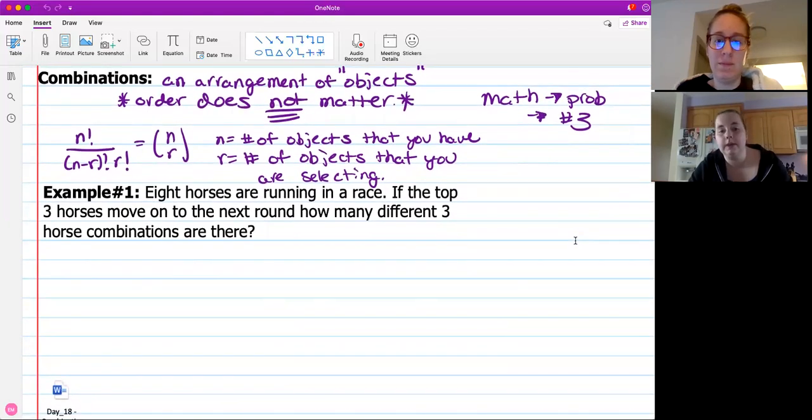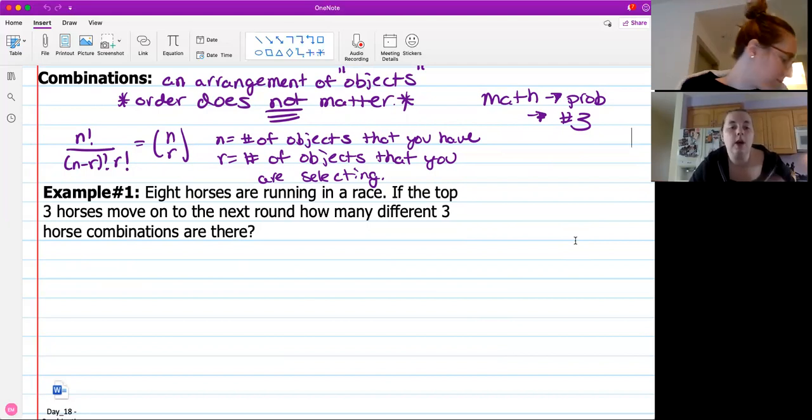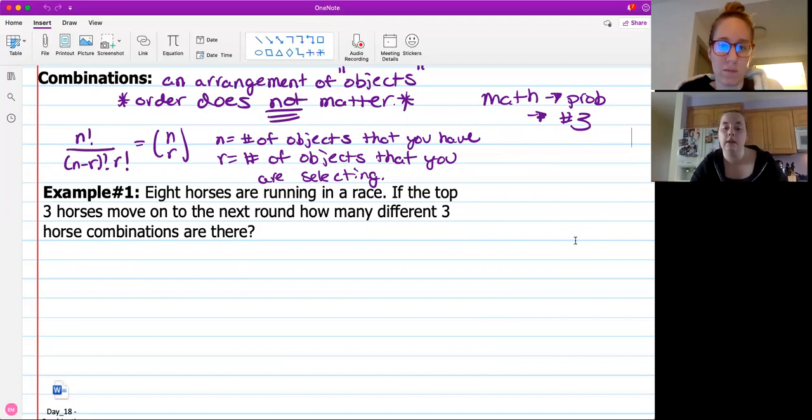So let's just do a quick example, and then I think I'm going to go over one from the homework as another example, and then I think that will be it for today. So again, we have 8 horses running in our race. If the top 3 horses move on to the next round, how many different 3-horse combinations are there? So out of the 8 horses, how many different combinations of 3 horses can move on to the next round? For this one, n is equal to 8, because that's the total number of horses that we're choosing from. And then the top 3 move on, so r is going to equal 3 because you're only selecting 3 horses.